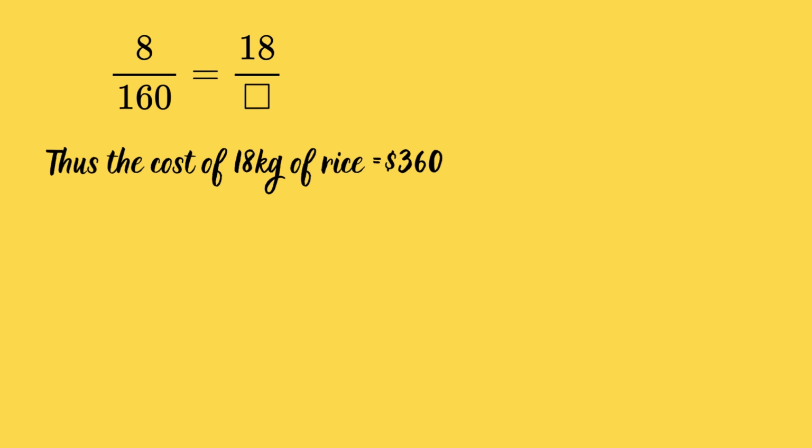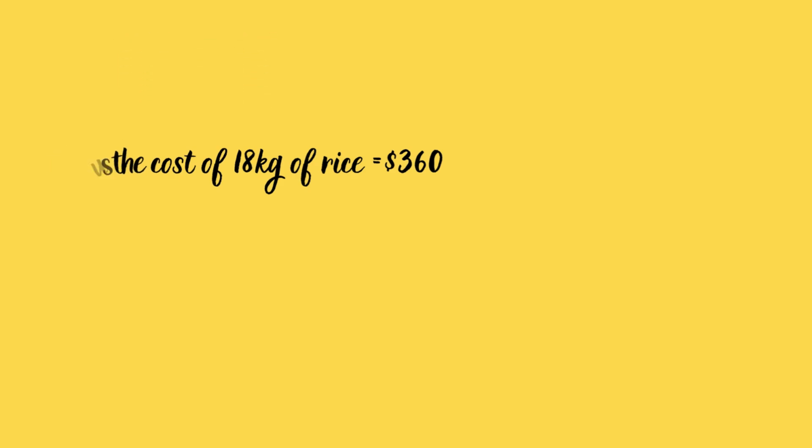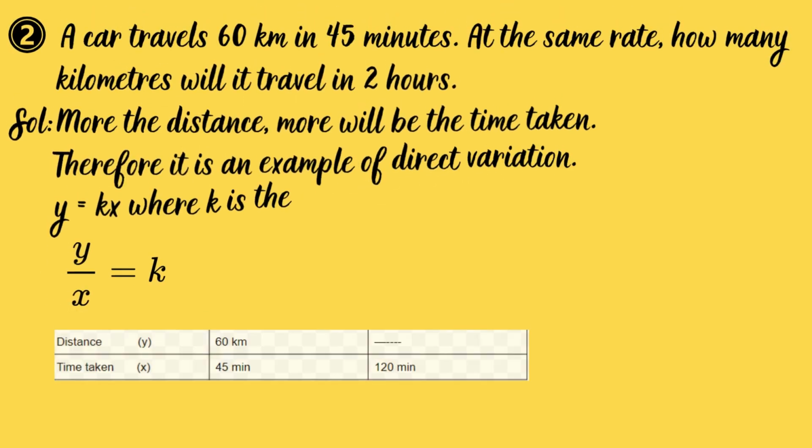8 kg by $160. That is 8 by 160 equal to 18 by the unknown quantity. So on calculating, we get the unknown quantity as $360. Therefore, the cost of 18 kg of rice is $360. Let's look at the second problem.